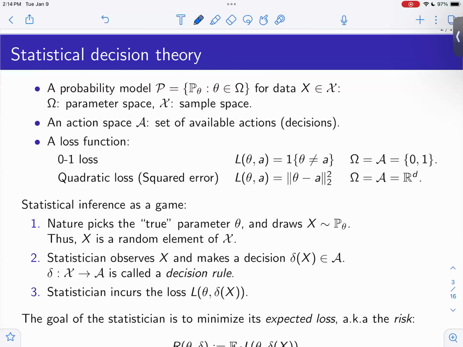Then there's the action space, the set of available actions or decisions. That's where the decision theory part comes in. And then there's a loss function, which tells you, if I pick an action and a parameter, how much loss I will incur. It becomes a little more clear why we talk about loss. An example of a loss: if I have an action which is binary, 0, 1, and a theta which is binary, let's say if my action matches the theta, then I don't pay anything. If my action doesn't match, then I pay a price of 1. 0-1 loss.